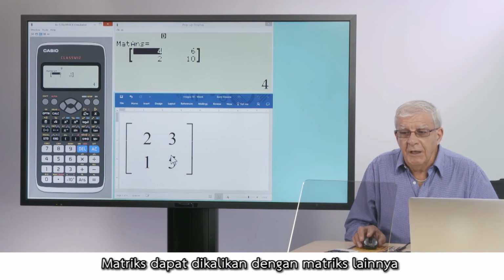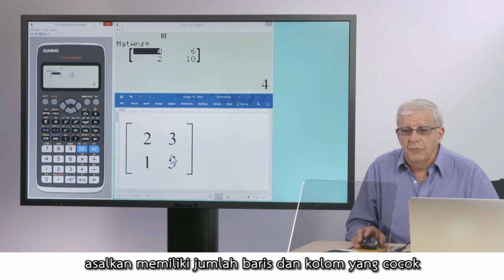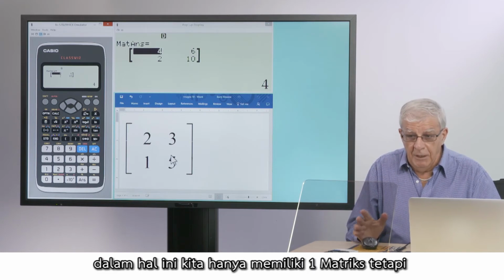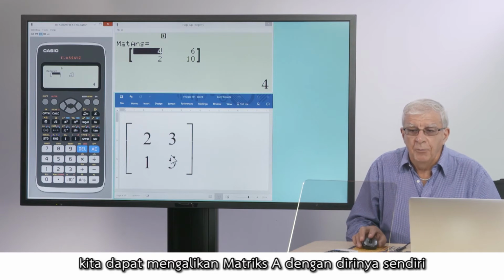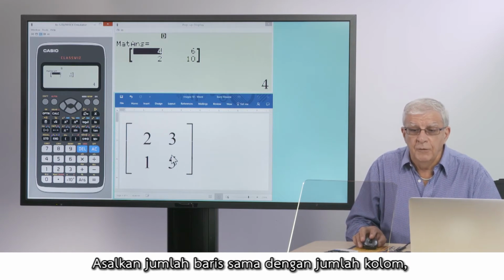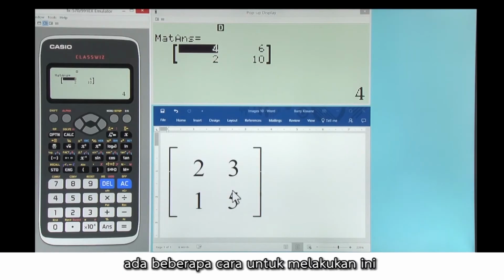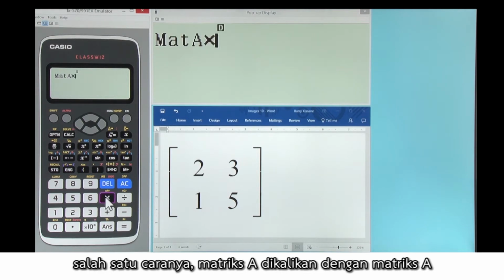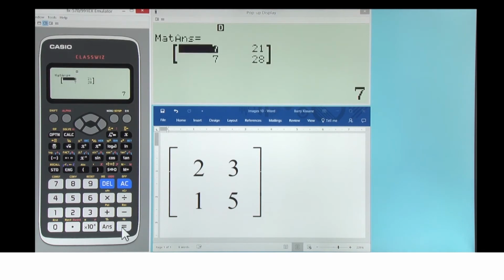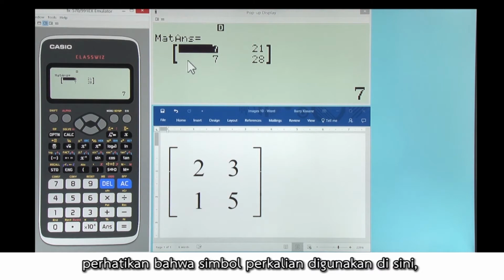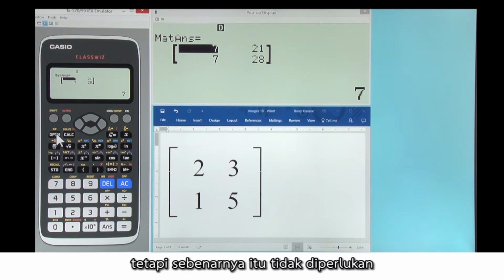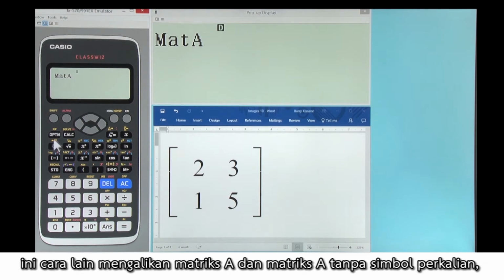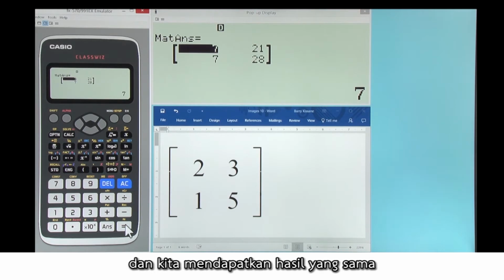Matrices can be multiplied together provided they have matching numbers of rows and columns. In this case, we only have one matrix, but we can multiply matrix A by itself, since the number of rows is equal to the number of columns. There are several ways of doing this. Here's one way. Matrix A multiplied by matrix A. Notice that the multiplication symbol was used here, but in fact it's not necessary. Here's another way. Matrix A and matrix A with no multiplication symbol, and we get the same result.